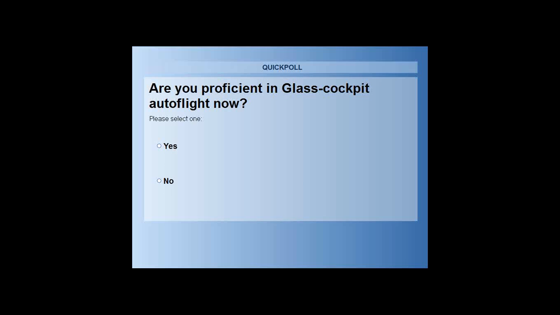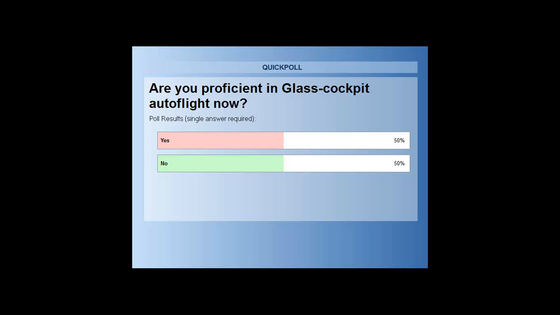And I have another question for you here. Of those of you who have experience with glass cockpit autoflight, would you say that you're proficient now in glass cockpit autoflight? Okay, everybody's voted. So half of you say yes, and half of you say no, that you're not proficient with glass cockpit autoflight. Okay, let's move on.